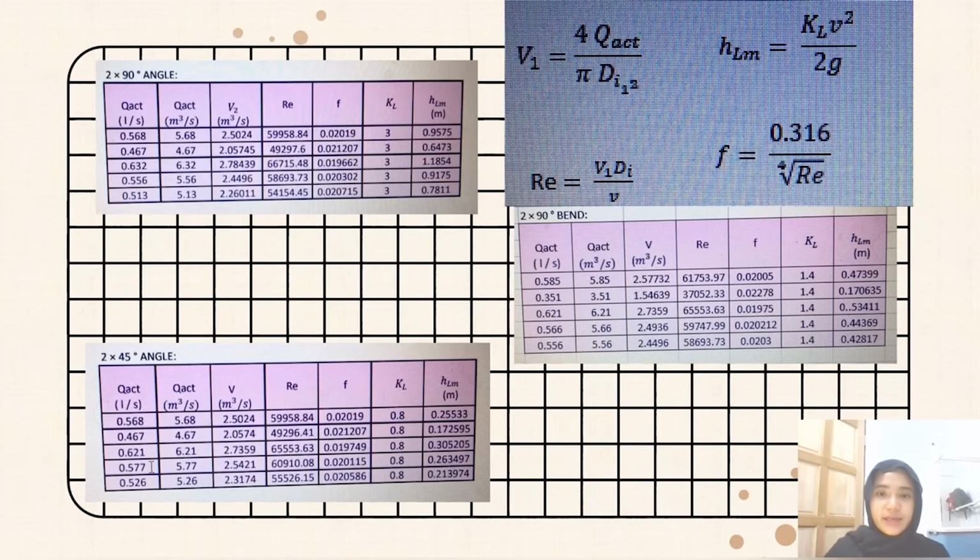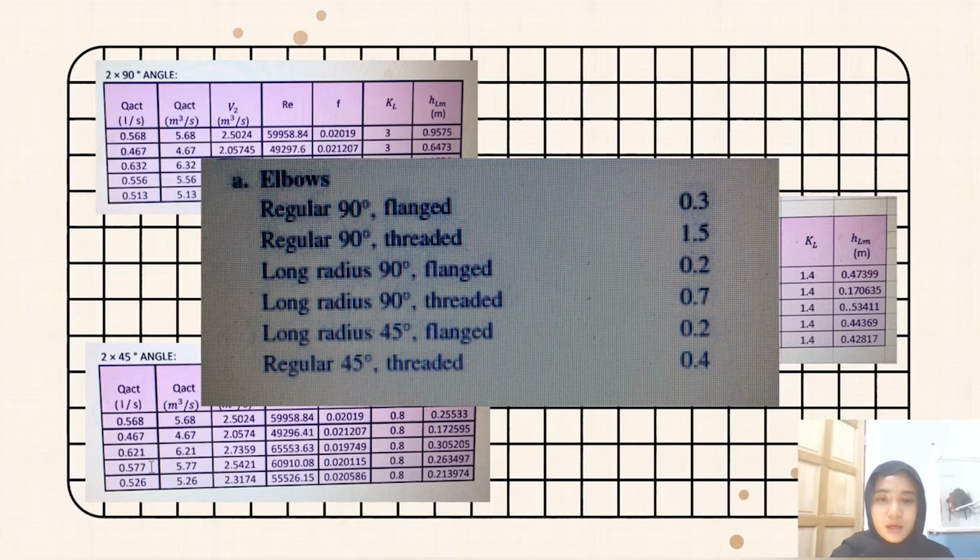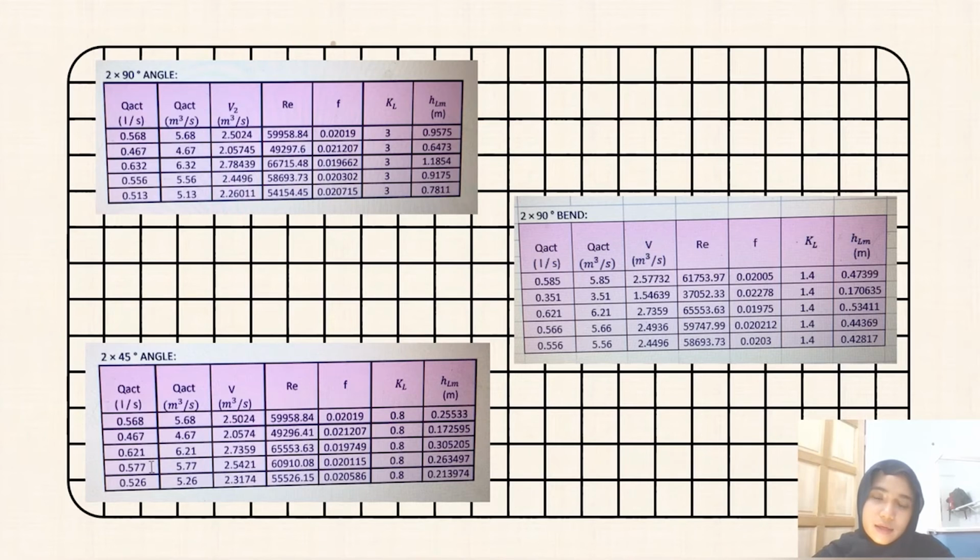The pipe with 90 bend and 45 bend is a bit different in calculation compared to the previous one, because we don't need to calculate the loss coefficient, as we can take it directly from the table. So we can calculate the minor losses by using the formula loss coefficient times V squared divided by 2g. For Reynolds number and F, we need to calculate using the formula from the previous one.